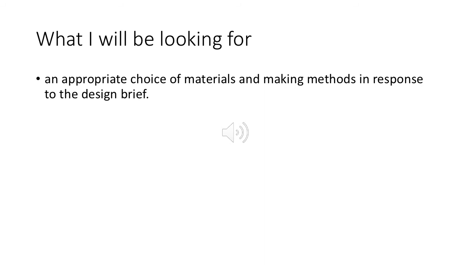And in this section, I'll be looking for an appropriate choice of materials and manufacturing methods that respond well to the design brief. So remember, sustainability and conservation are important factors. So for example, you may wish to try to avoid using plastics because they have their own inherent sustainability issues. On the other hand, they might be appropriate for a particular design that you're thinking of.